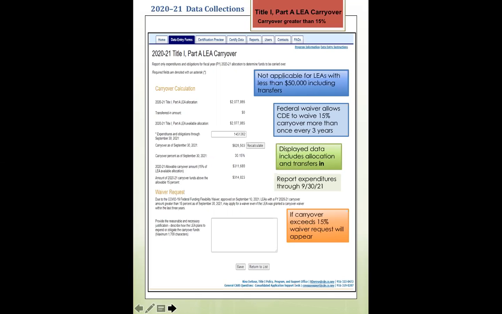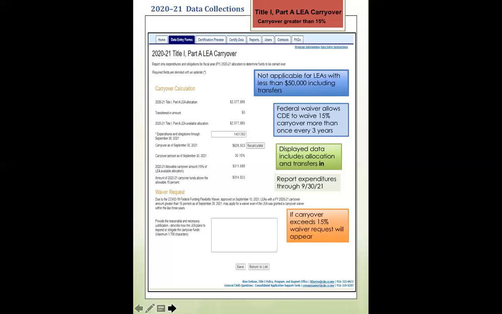Now, the state agency, which in our case is CDE, is able to waive that carryover limit, but they can only do it once every 3 years. However, again, this is where waivers do apply to 2021. In September of 2021, again, last minute, we got a waiver from the U.S. Department of Education that allows CDE to approve waivers of the 15% carryover limit more than once every 3 years. So what that essentially means is if you got a waiver in the last couple of years, you could still apply this year. So this is what we got for 2021. So this is where you're going to report it. And you still have to request the waiver, though. You don't automatically get it.